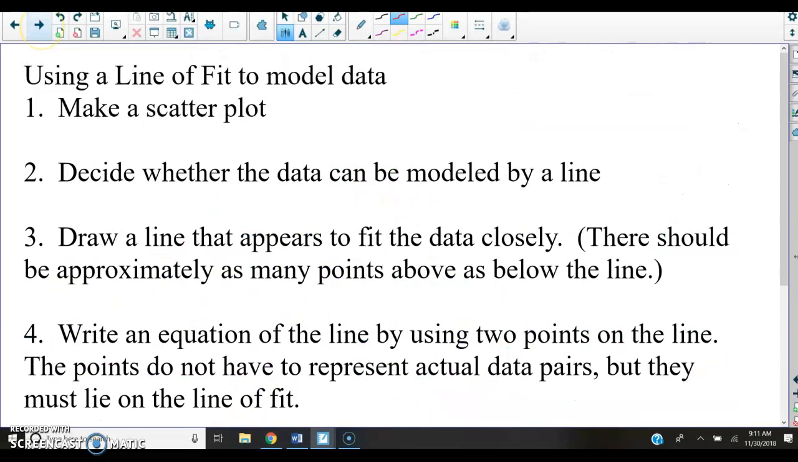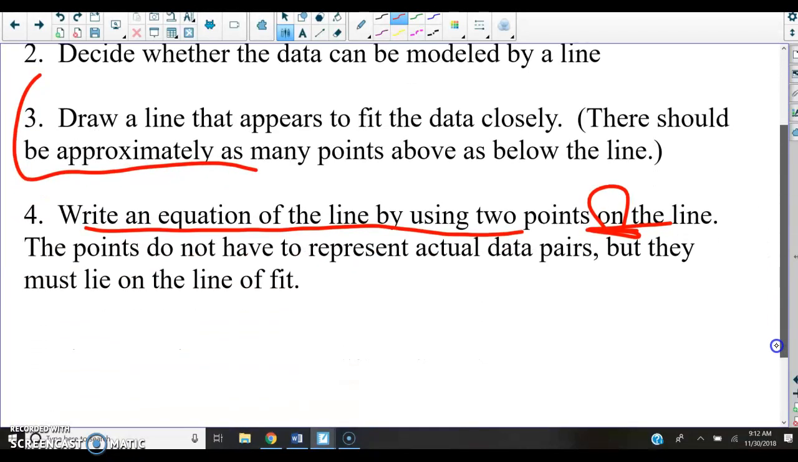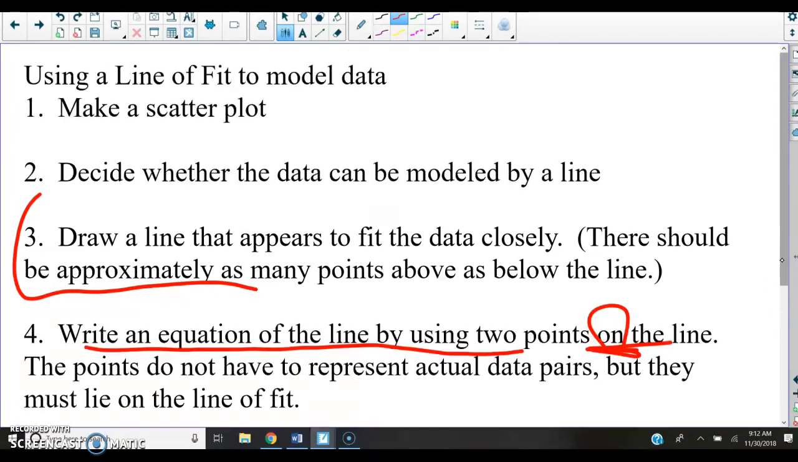Right? So when you're using a line of fit, you make your scatter plot. You decide whether the data can be modeled by a line. Does it have correlation, either positive or negative? You draw a line that appears to fit the data closely. And you write an equation of the line using 2 points on the line. They do not have to be data points, but they must lie on the line. So my (5, 2) did, and the other one did not. You know how to write equations of lines.